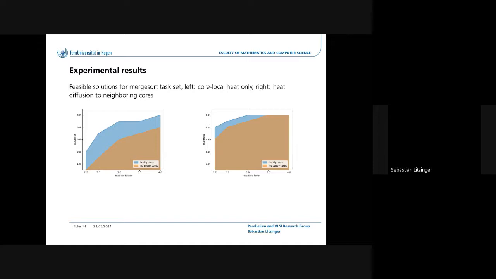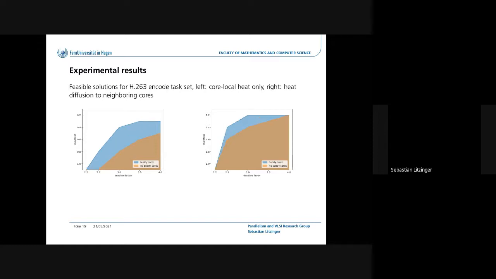tasks. On the left-hand side, we did not factor in heat diffusion to neighboring cores. On the right-hand side, we did. And you can see that in any case, there are some cases where you can produce additional feasible solutions. Of course, if you do factor in heat diffusion, these cases are fewer because heat diffusion mitigates heat spikes on single cores, which might prevent feasible solutions in some cases.